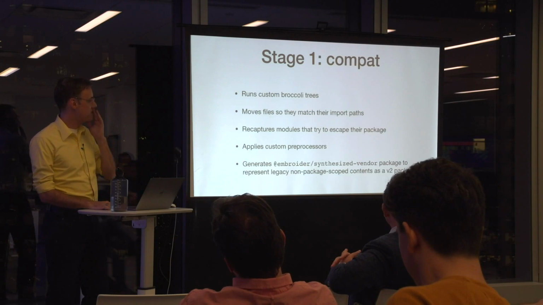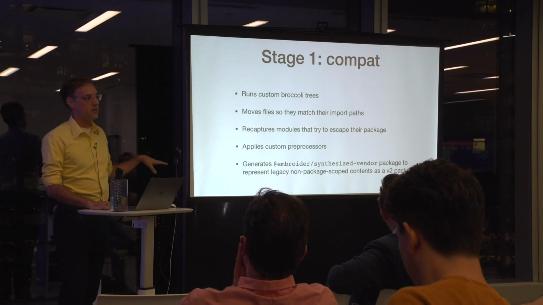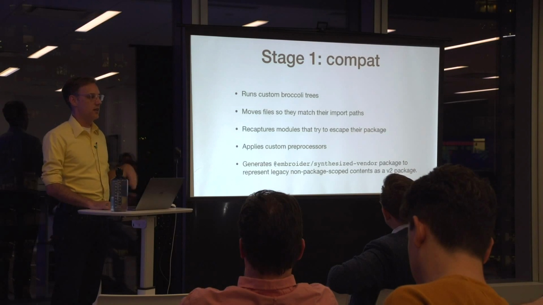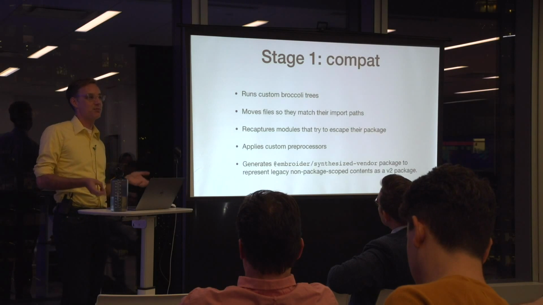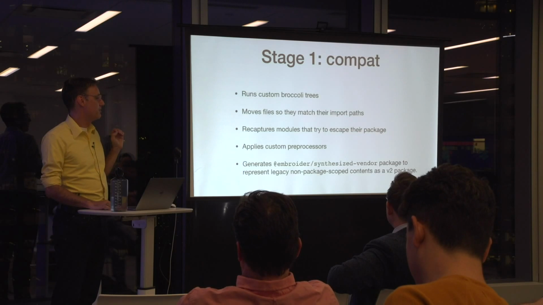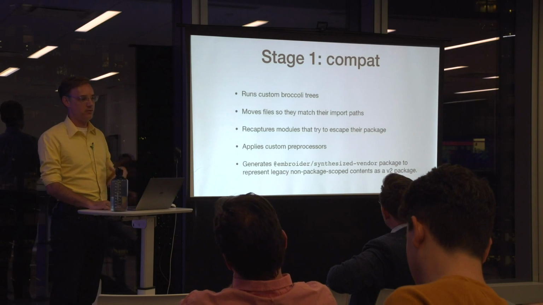We apply any custom pre-processing to each package. This means that today every add-on can bring its own custom Babel plugins, its own custom template transformations, can use its own custom template language if it wants to, if it's written in Emblem or some other template language. That's all totally allowed. We want to get all that customization out of the way before we go to the v2 packages.